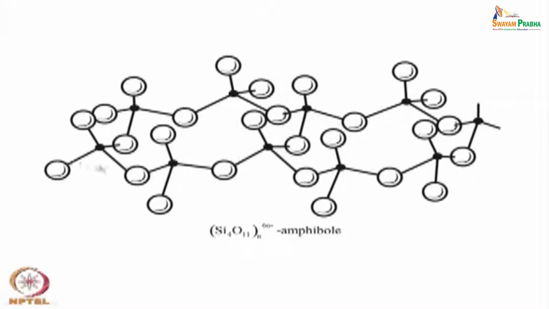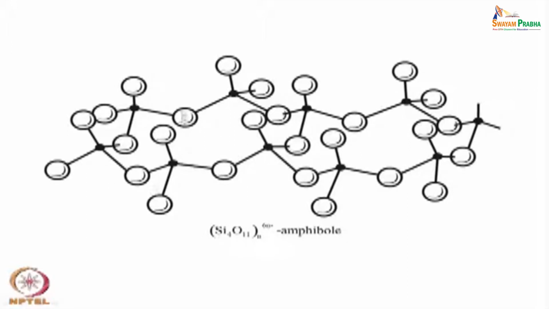Now, we have seen a single chain. Here there is a double chain. That means one pyroxene chain is here, another pyroxene chain is also more or less parallel, but they are not isolated. They are connected.